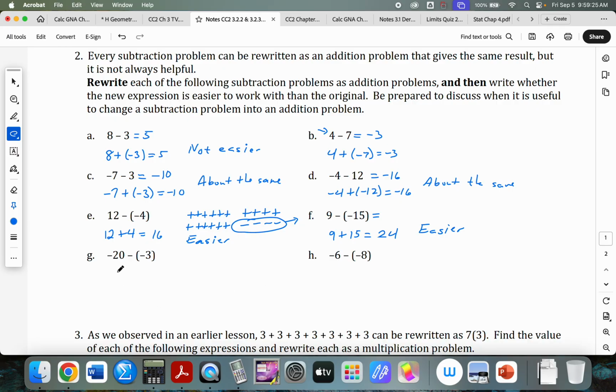So for this one, if I have -20 and I'm subtracting 3 negatives, that leaves me with 17 negatives. Rewriting that, that'd be -20 plus 3.